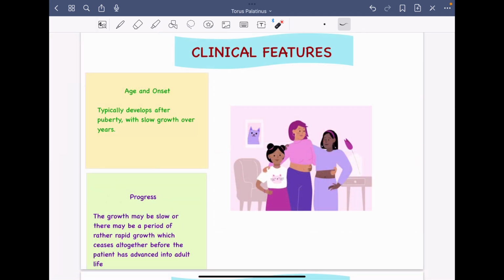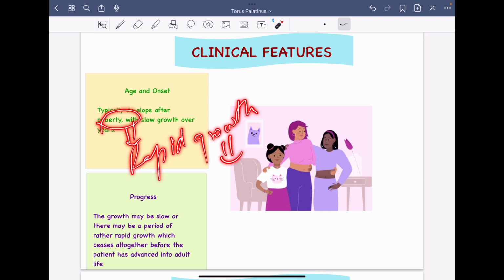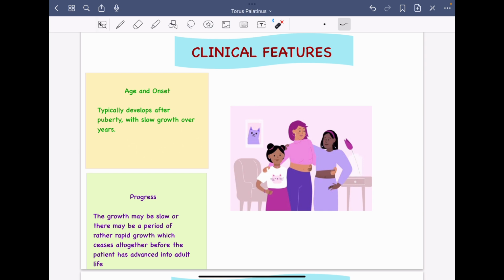Moving on towards the age and onset for Torus palatinus, it typically develops after puberty and it has a slow growth over the years. So the progression is very slow and it is developing after puberty. Now why? Because puberty is characterized by a rapid growth phase. There is rapid growth occurring and bones are also growing very rapidly. There is a surge in the bone growth. Therefore this type of developmental anomaly is more likely to take place in puberty. The growth may be slow or there may be a period of rather rapid growth which ceases altogether before the patient has advanced into adult life.